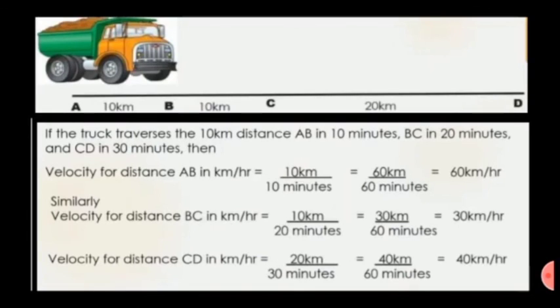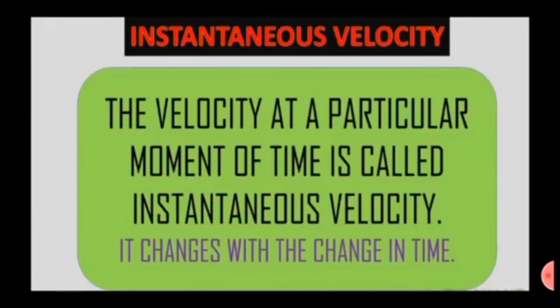Similarly, we can find the velocity for the distances BC, 30 km, and CD, 40 km. We see that the truck's velocity is different in the different segments of the road, AB, BC and CD. However, the average velocity for the entire route AD is 40 km per hour. The velocity at a particular moment of time is called instantaneous velocity. The instantaneous velocity can be different at different times. It changes with the change in time.